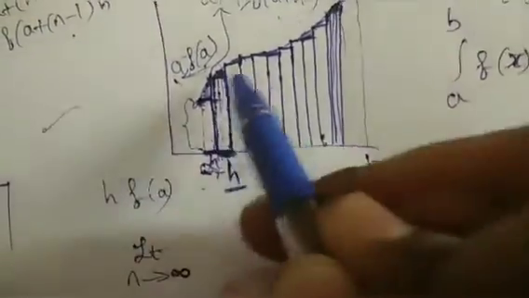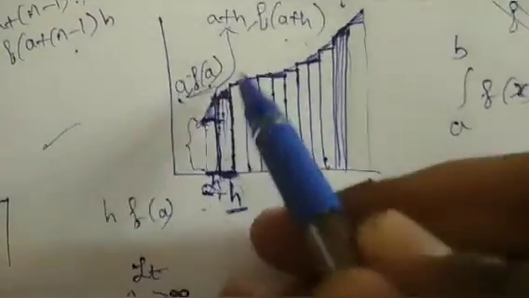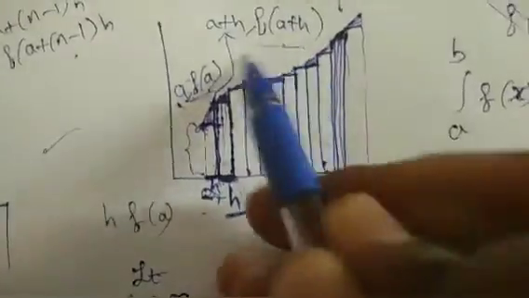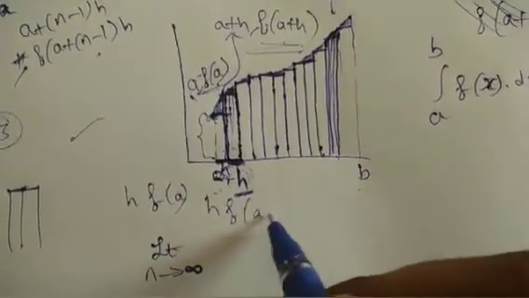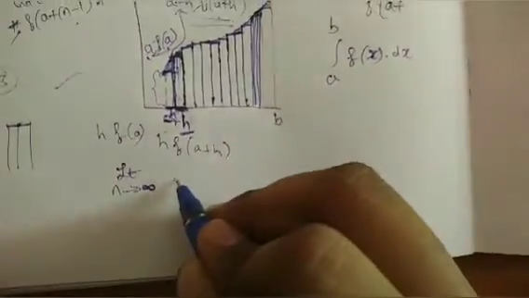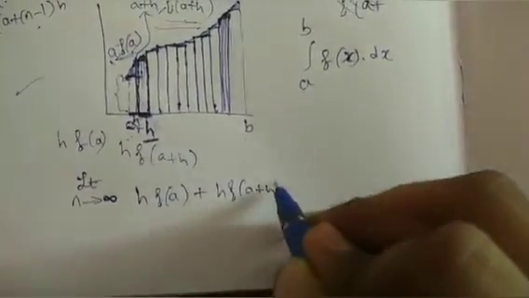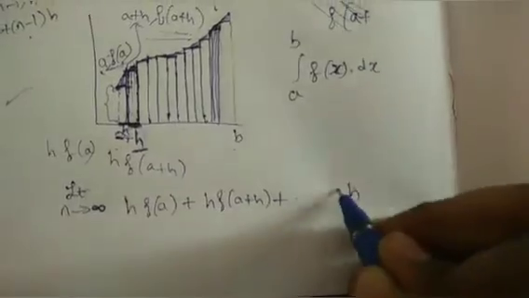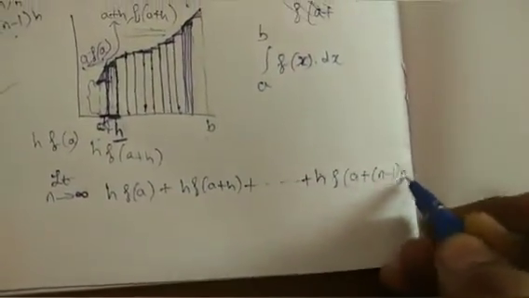Similarly, the next rectangle, if you consider, this will be a plus h comma f of a plus h, so the y coordinate will be f of a plus h. Again the width will be h only, so it will be h into f of a plus h, correct. So similarly you continue up to h into f of a plus (n minus 1) into h.